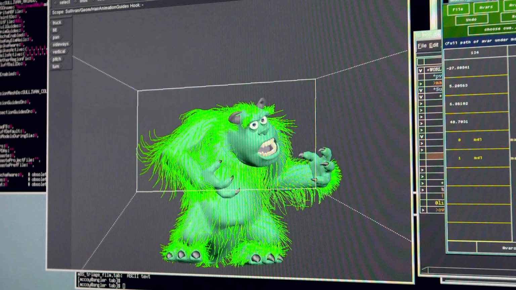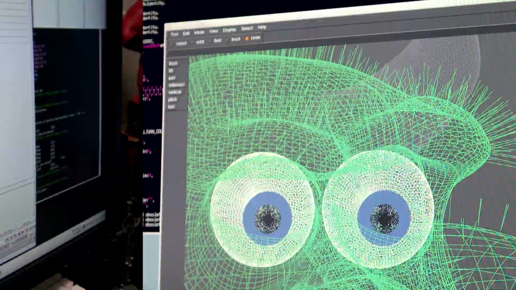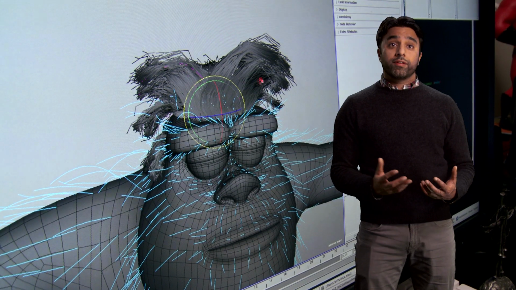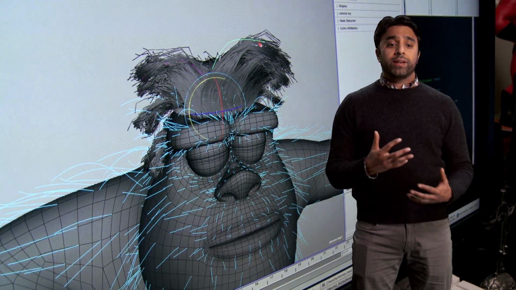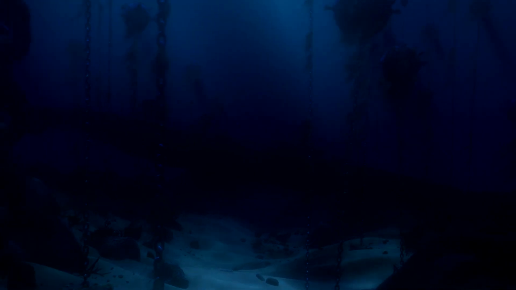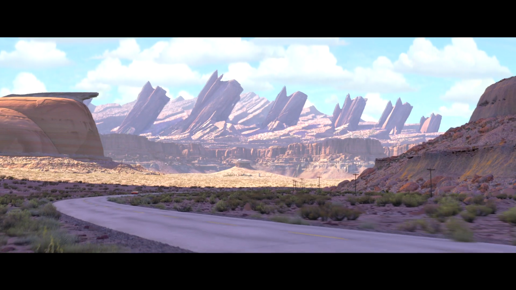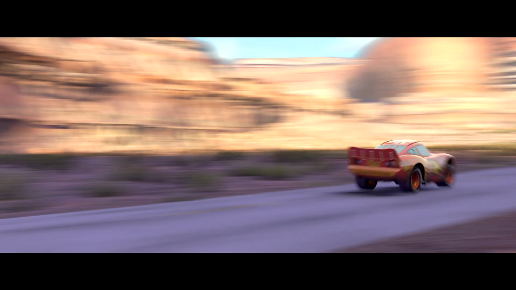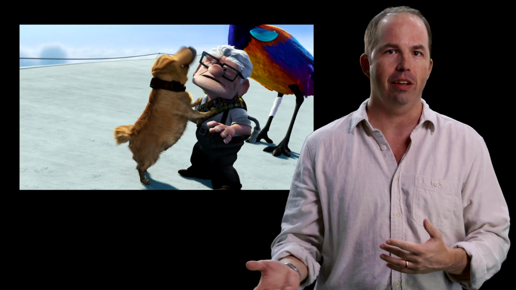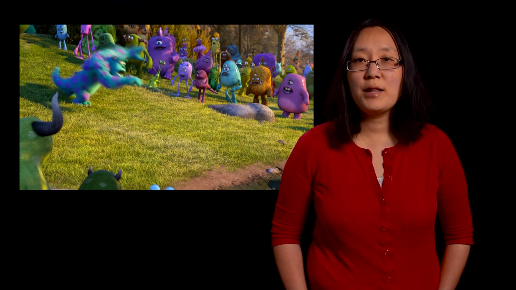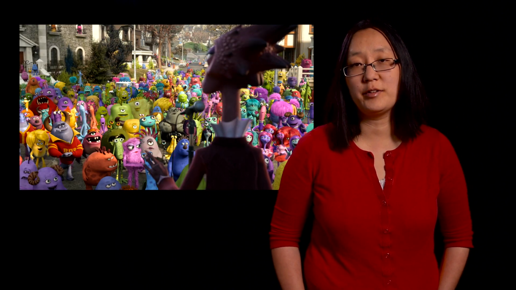The tool set they developed for Monsters Incorporated is really the foundation of the tool set we have now. We've just adapted it for every film. It was used for the moss on the sub in Finding Nemo. It was used to simulate the grass on cars. It's been used for the animals like Doug and Kevin the bird. And we also used it for Monsters University to simulate a huge cast of furry characters.